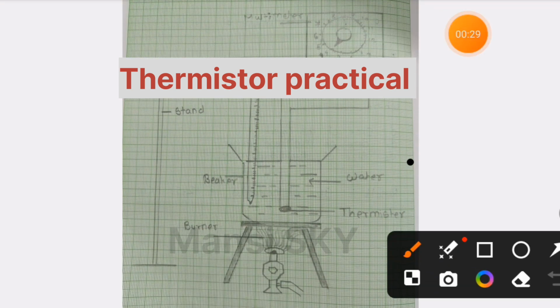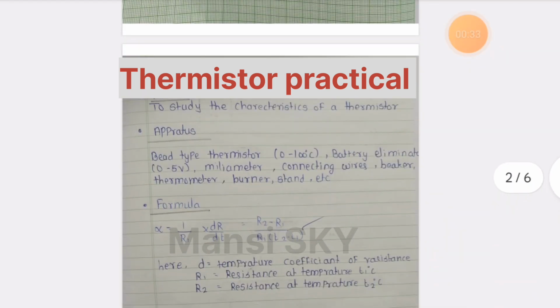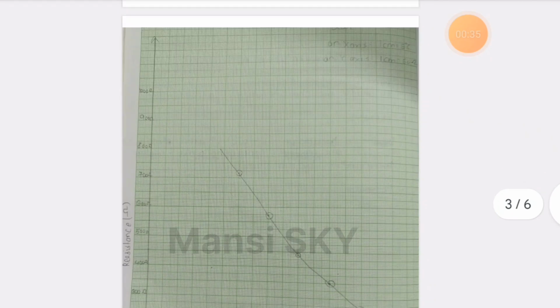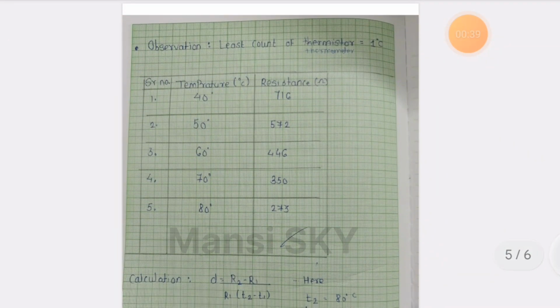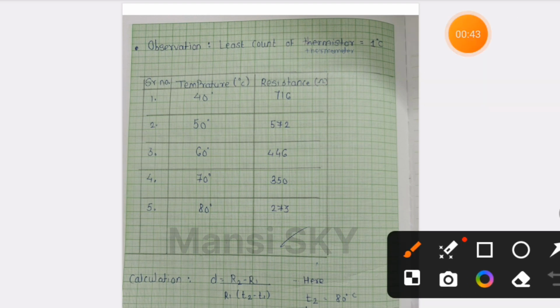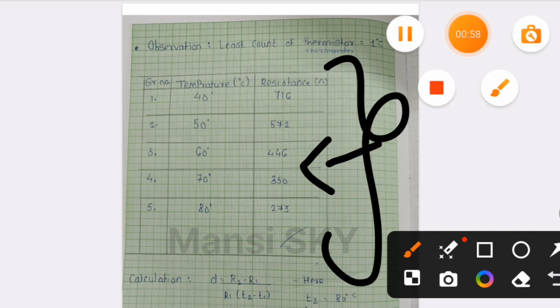We have the diagram here, then we have the procedure, aim, apparatus, formula, everything. Then we have the graph, and then we have the real observation of this experiment. I have the real results I got after doing the experiment. These are not fake, these are the real resistance values I got from the experiment.